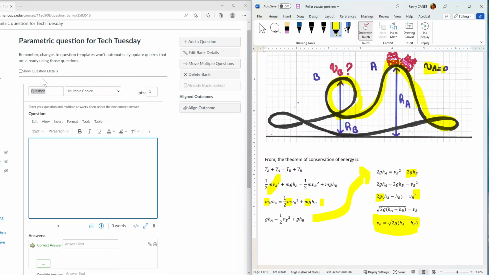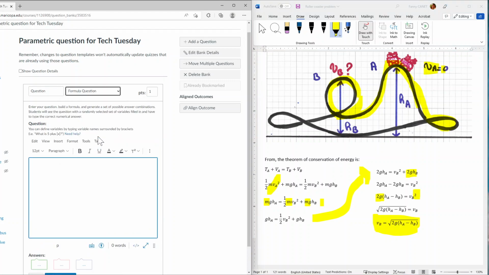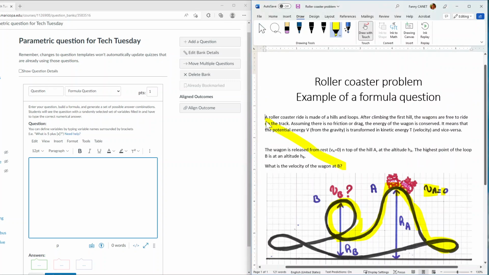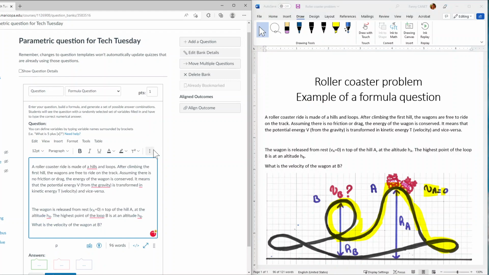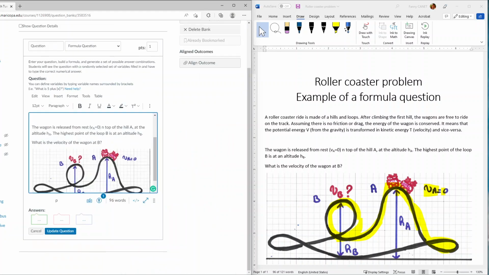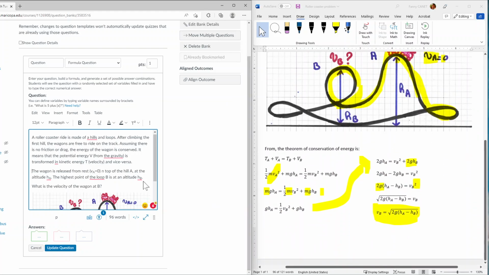It's a new question. Instead of multiple choice, you select formula question. I will copy and paste this text. So we have it there. I will paste the picture. Here we go, and that's the question. Let me make it a bit bigger. So that's the formula that we want to enter.